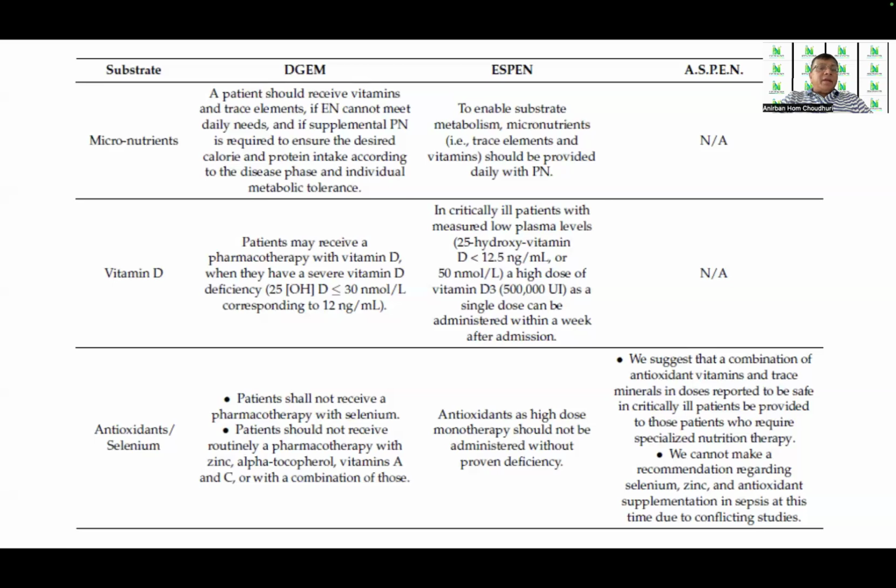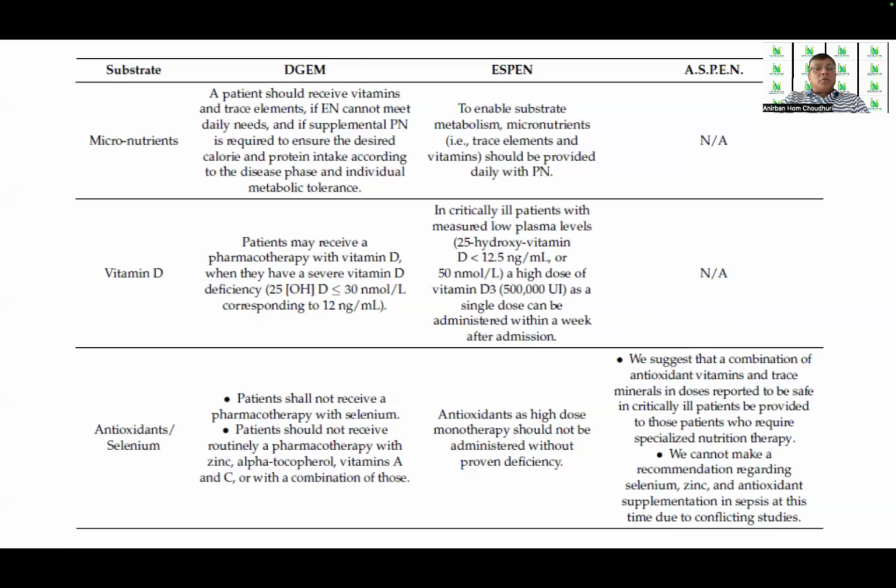Now, if you look into the micronutrients, both DGEM and ESPEN say that patients should receive vitamins and trace elements if enteral nutrition cannot meet the daily needs, and if supplementary parenteral nutrition is required to ensure the desired calorie and protein according to the disease phase and the individual tolerance. Whereas ESPEN says that to enable substrate metabolism, micronutrients should be provided daily along with parenteral nutrition. ASPEN makes no such recommendation.